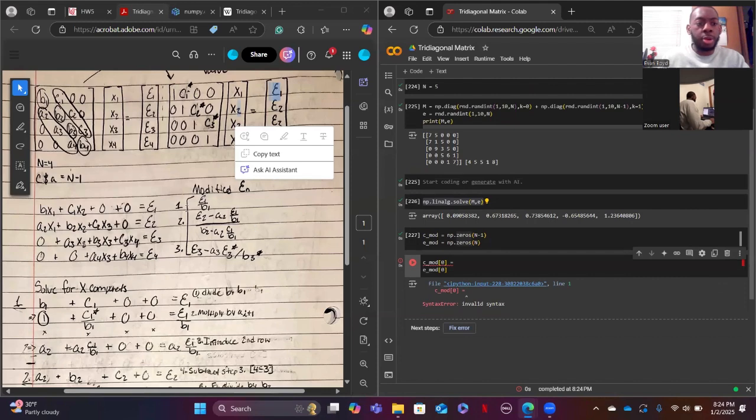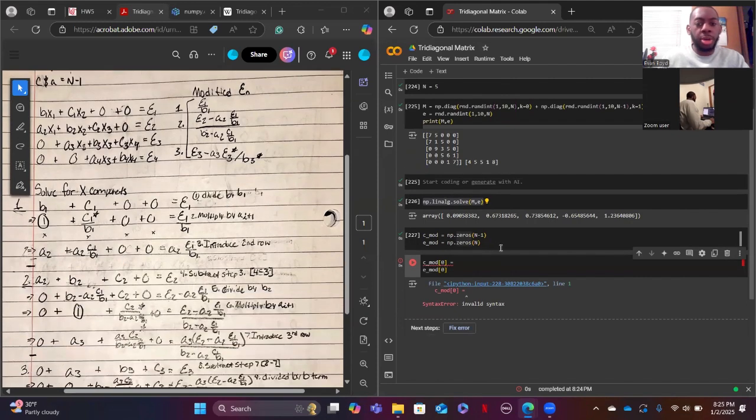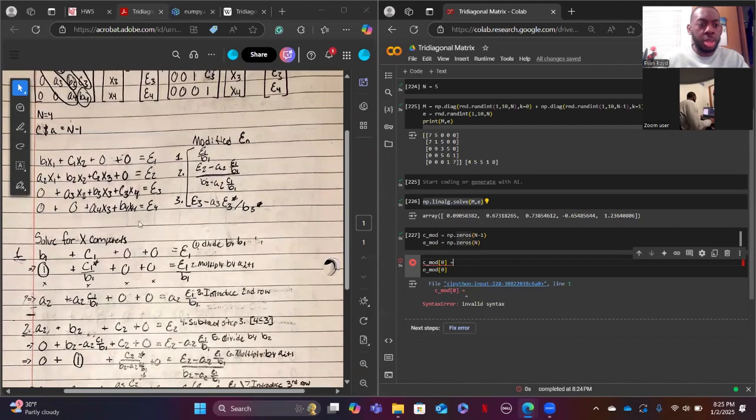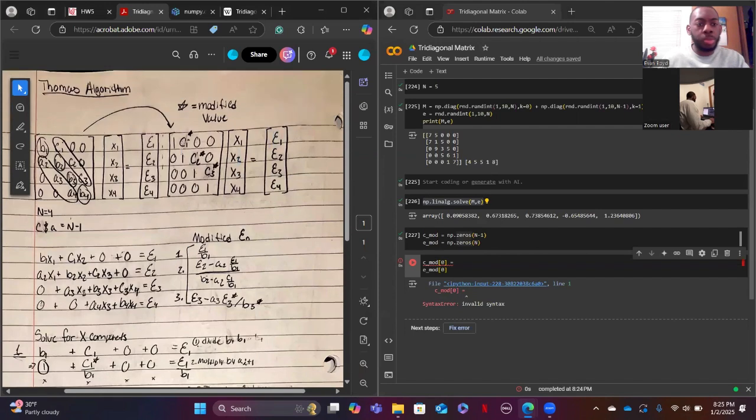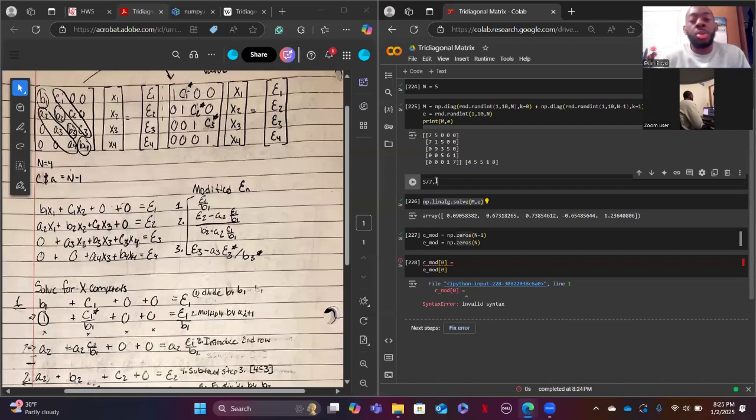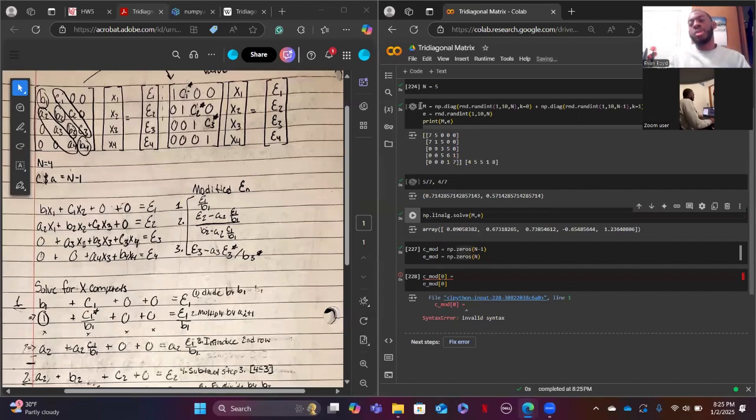So we know for our C modified for our first row, it's C1 divided by B1, which in that case we know that our C1 would be 5 divided by 7. So 5 divided by 7. And then for our E, we know it's E1 divided by B1 for our modified E, which we know is just 4 divided by 7. So we know that's just 4 divided by 7. So we do this. This is our desire. These are the numbers we're trying to look for.